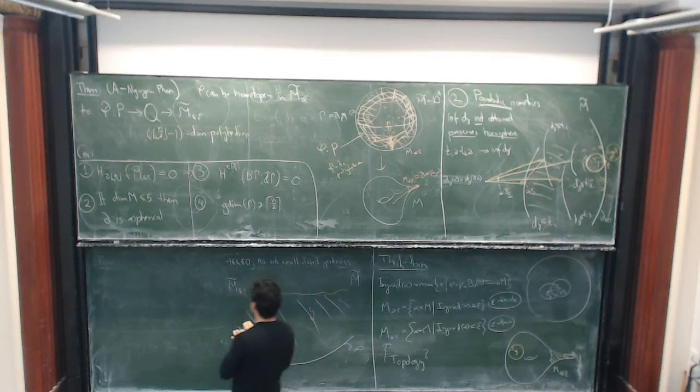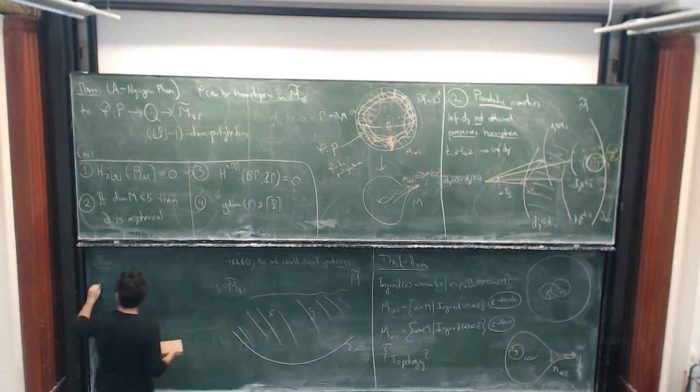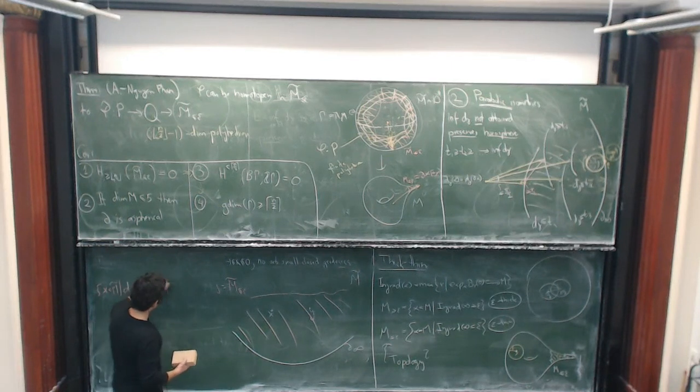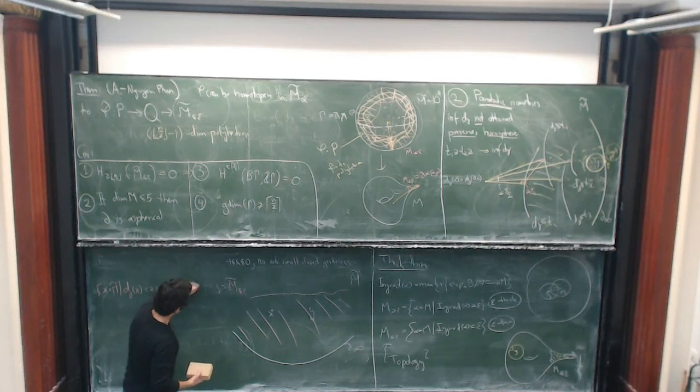So another way to describe this is the set of all points in the universal cover such that the displacement of some isometry at that point is less than 2 epsilon for some non-trivial, for some non-identity element in pi 1.